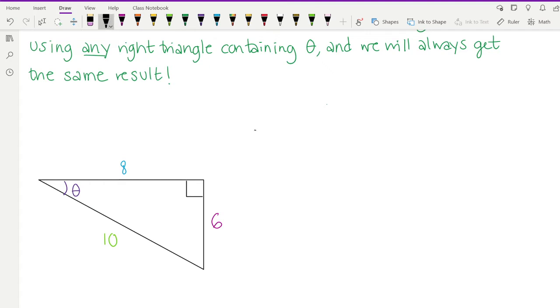We don't have to do all 6, but let's just do sine, cosine, and tangent to really see that we get the same answer as we did above. If we take sine of theta, sine is supposed to be opposite over hypotenuse, so that would be 6 over 10. But 6 over 10 reduces, so that would reduce to being 3 over 5.